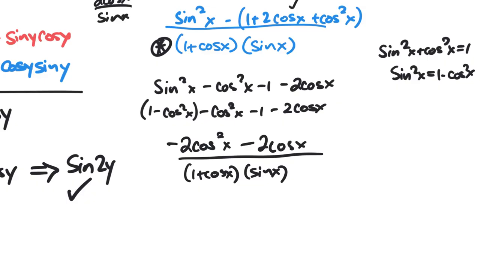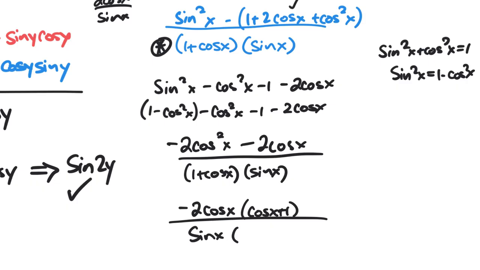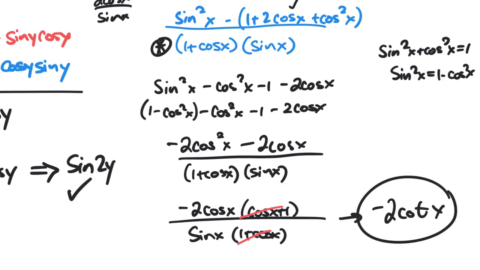So what we're going to do as our second to last step is factor negative 2 cosine x out. And what will be left is cosine x plus 1, which I'm hoping you remember was part of our denominator. Now I have cosine x plus 1 with 1 plus cosine x. I can cancel those. I can see that what remains is negative 2 cosine x over sine x, which is the same as negative 2 cotangent x. That's what we're after.